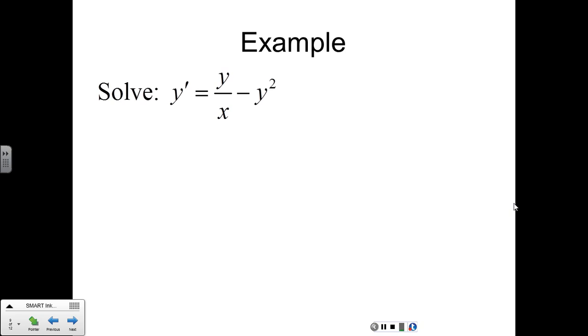This is not in the correct form as is, so I'm going to see if I can fix it first. I'm going to subtract that y over x. And to separate it out a little better, that 1 over x will be my coefficient in front of my y. So the first step you need to do there is divide through by y squared.